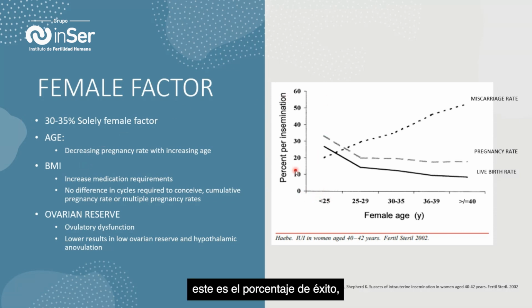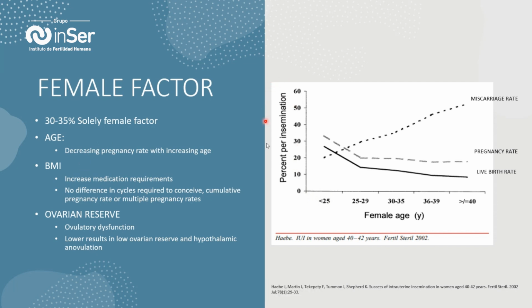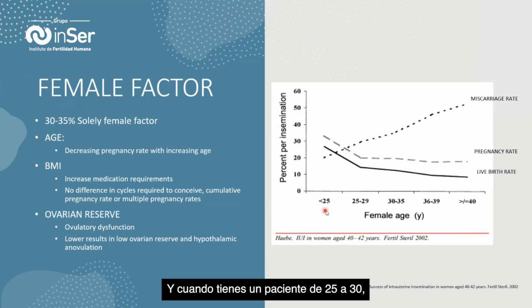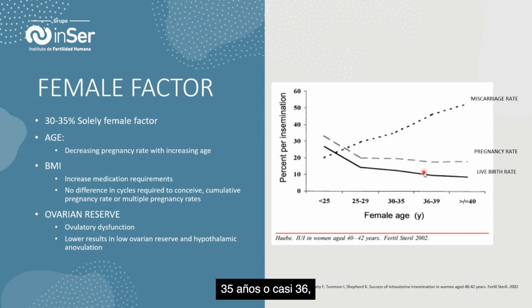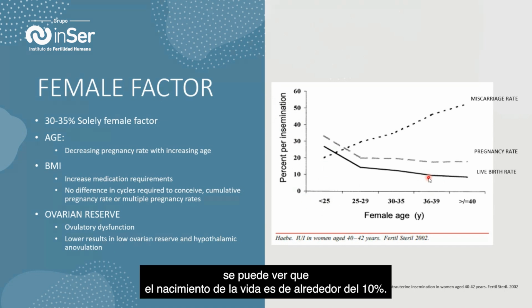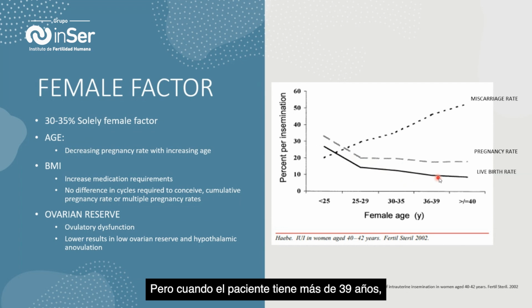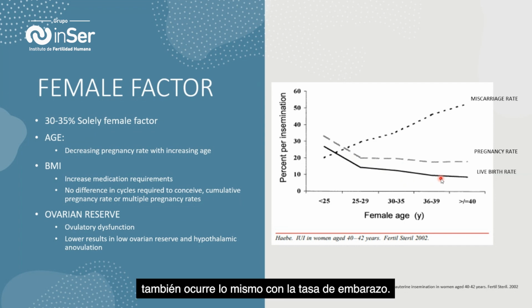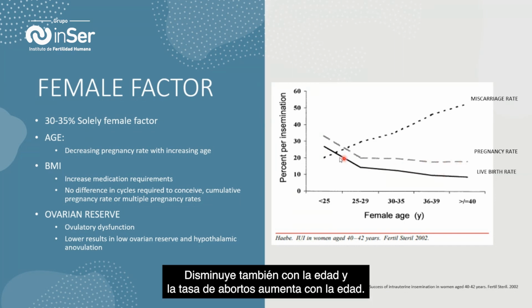this is the percentage of success per insemination. And when you have a patient of 25 to 30, 35 years or almost 36, you can see that the live birth rate is above 10%. But when the patient is above 39, the percentage of live birth rate decreases. The same happens with the pregnancy rate, which also decreases with age, and the miscarriage rate increases with age.